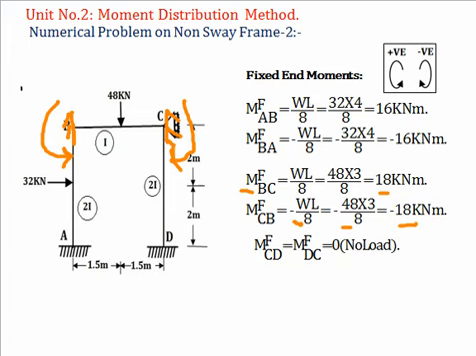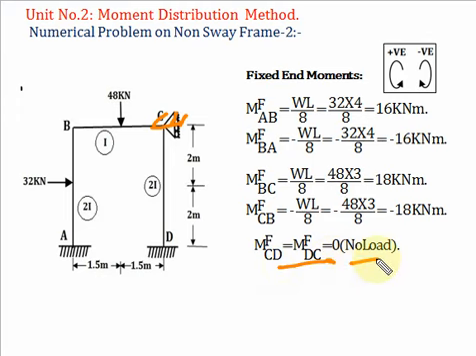Now for the vertical span, there is no load acting on vertical column CD, and therefore no fixed end moment. Now the moment of inertia of column AB is 2I, the moment of inertia of horizontal member BC is I, and the moment of inertia of vertical column CD is 2I.